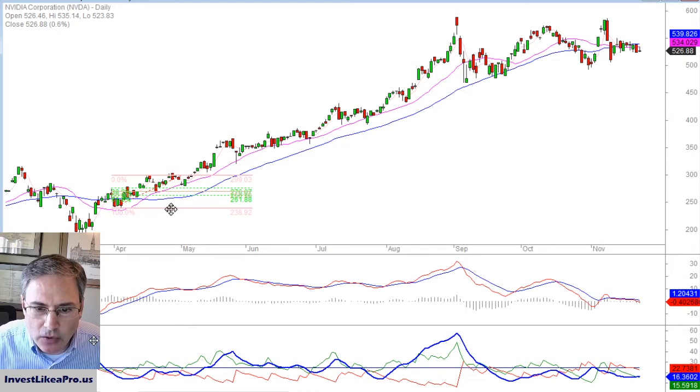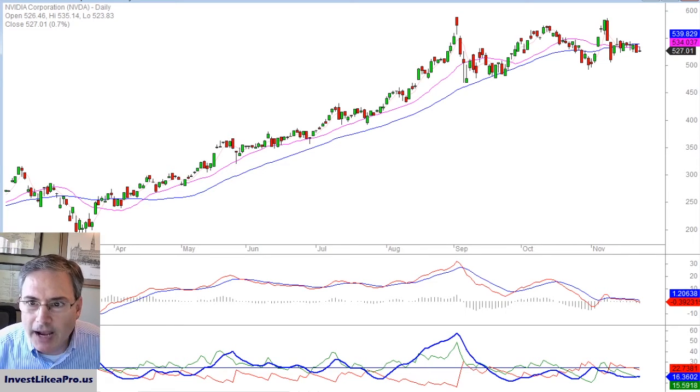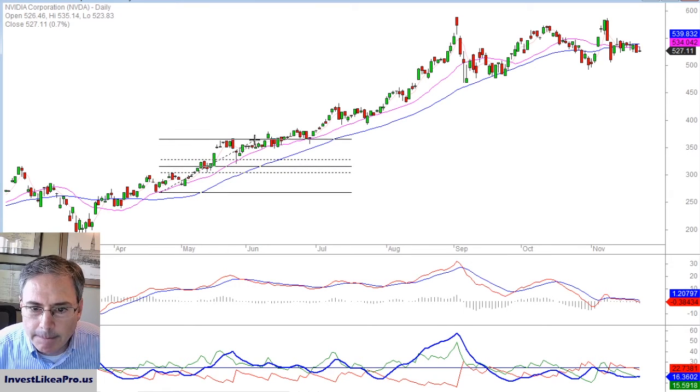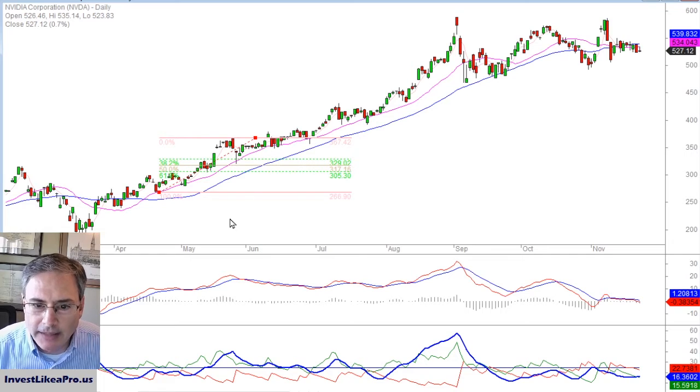And then what we're going to do now is use this low and determine the next pullback. So we go from here. Now I'm going to start from this level and look at this pullback. Now, this penetrated the 38% retracement and didn't quite make it to the 50% retracement. So that's a really strong sign that the trend is still in pretty good shape.